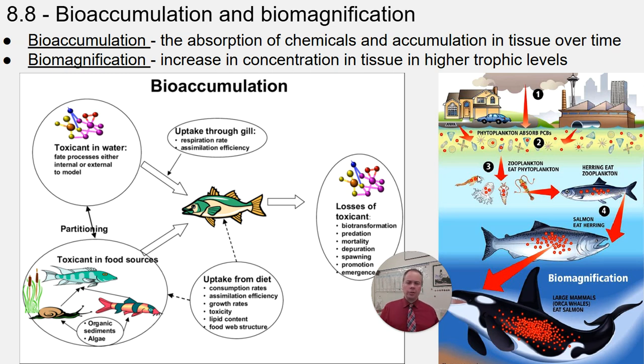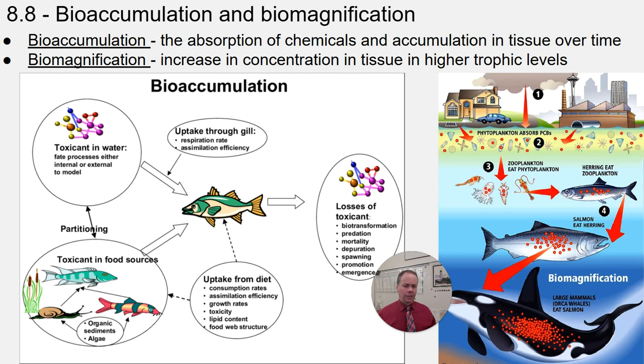For example, if we look at this diagram on the right, this is using PCBs as an example. PCBs being deposited through deposition, through runoff, into the water. The producers living in that water, for example, phytoplankton, absorb and take up some of these toxins, these PCBs, into their tissue as they take in water. Some of that absorbs into these phytoplankton.